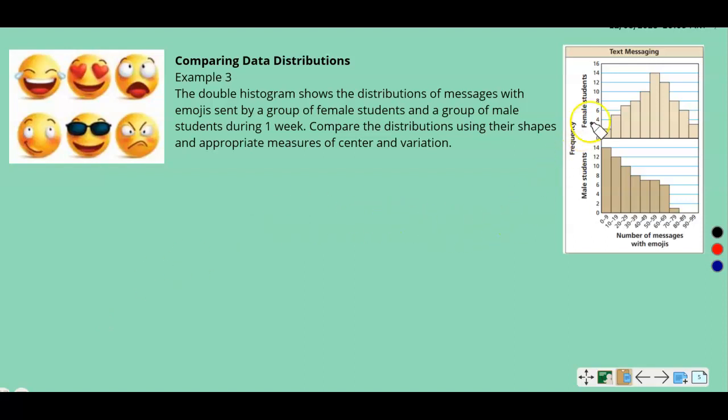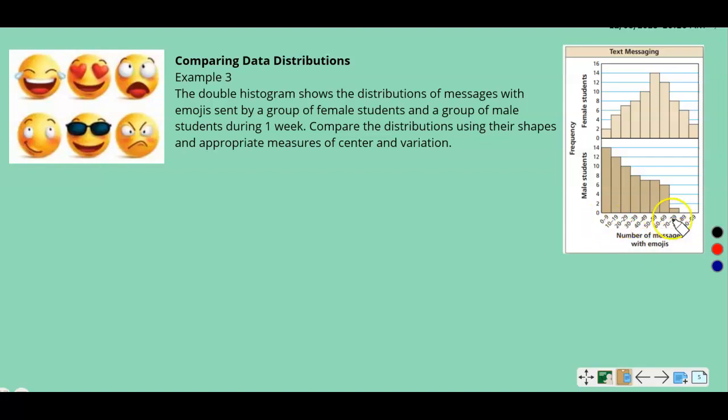All right, so here's our double histogram. At the top you can see this is for female students. At the bottom this is the histogram for male students. And along the vertical axis is the frequency, which we've seen in the past. It goes from 0 to 14 and 0 to 16, but you can see the highest one here is 14 again. Along the bottom, it talks about number of messages with emojis.